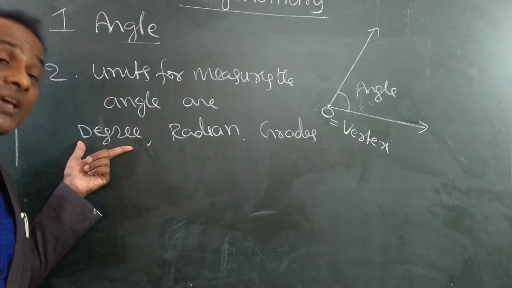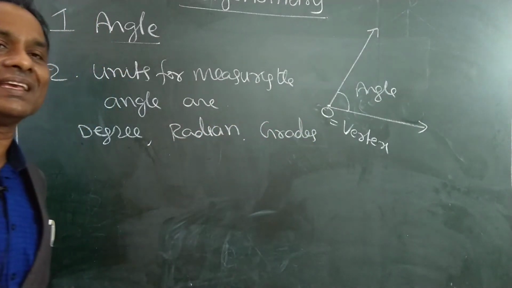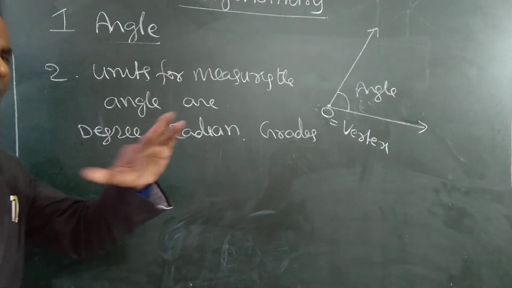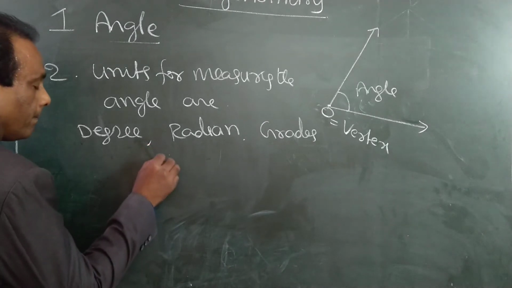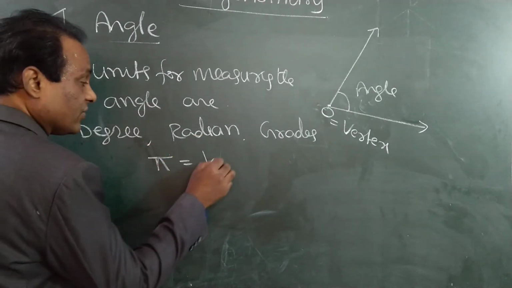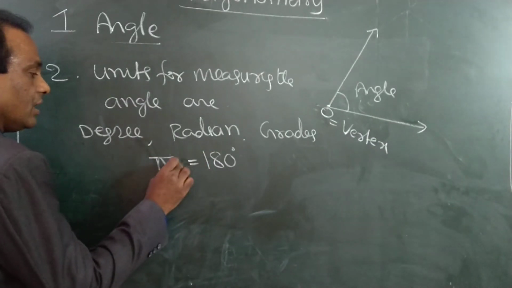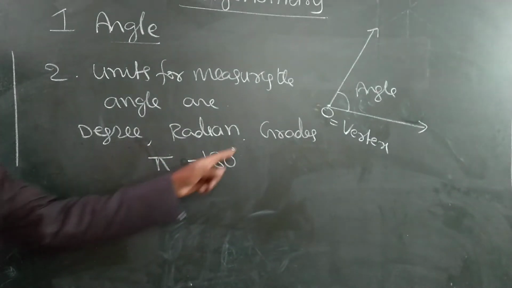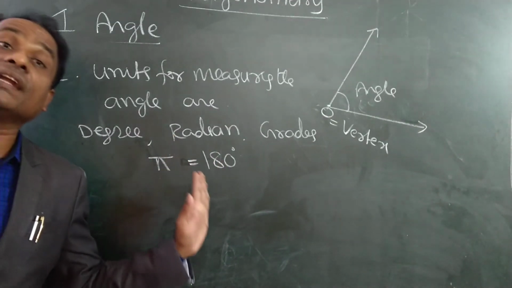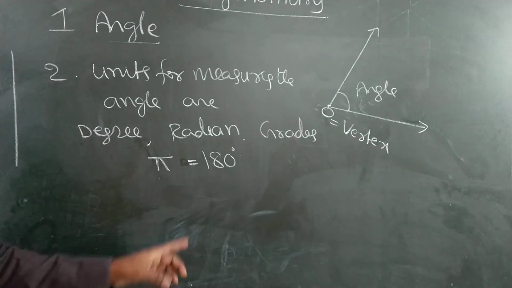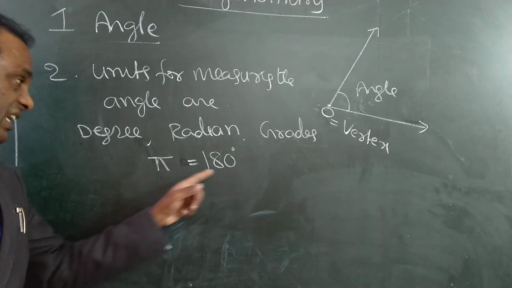Degree is the unit for measuring the angle. Radian is also a unit for measuring the angle. These two we may come across in problems, so I will give the relation between them. Pi radians is equal to 180 degrees. Write down this relation between radians and degrees. We don't require grades. But mostly we use degrees only. In rare cases we may use radians, so that relation also I give.